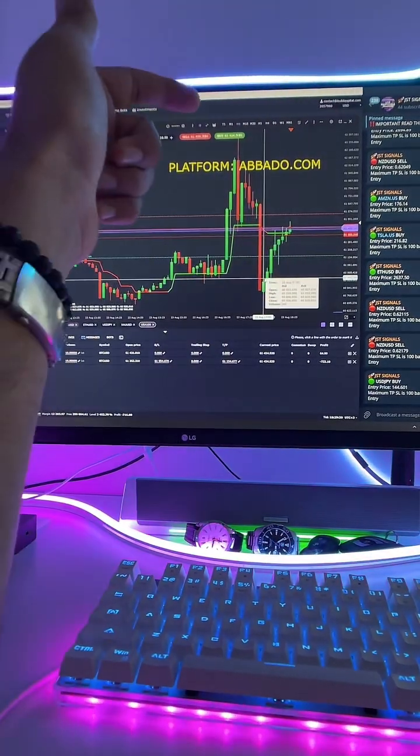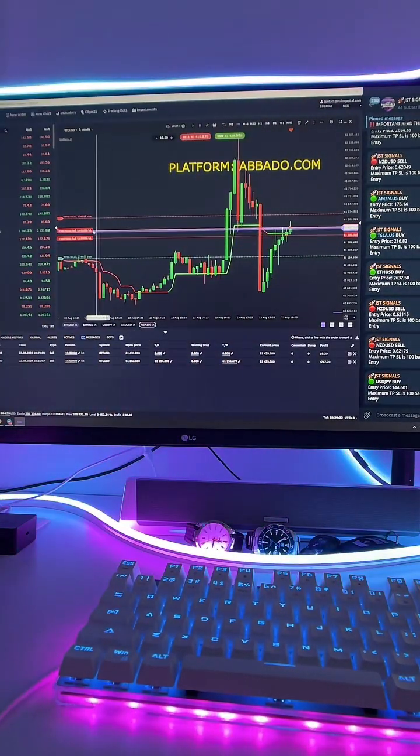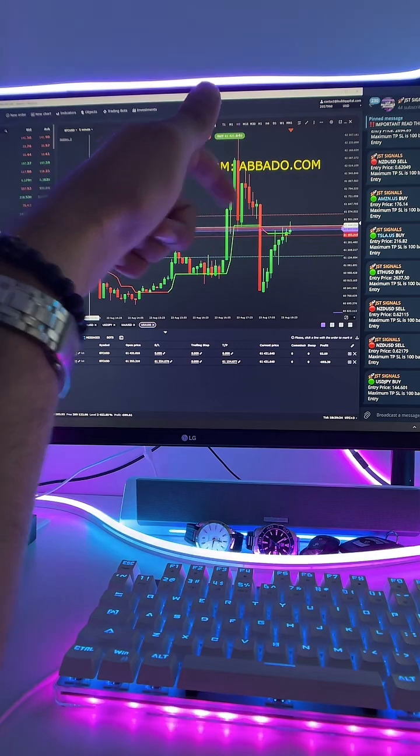Positron is saying AK is the best trader on TikTok for sure. I appreciate that, Positron.